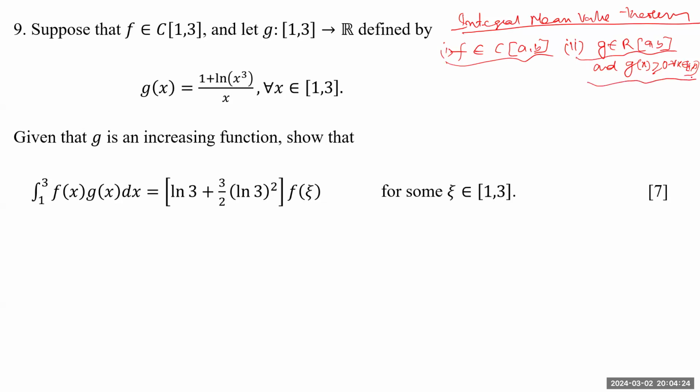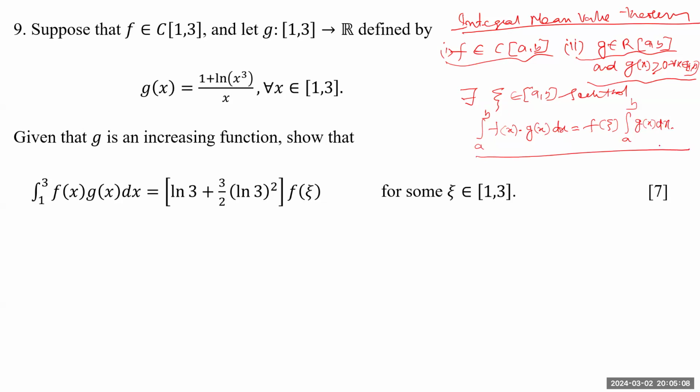Then immediately we can find there exists a xi belonging to [a, b] such that the integral from a to b of the product f(x) times g(x) dx is nothing but, because of the continuous function, f(xi) times the integral from a to b of g(x) dx. This is the integral mean value theorem.